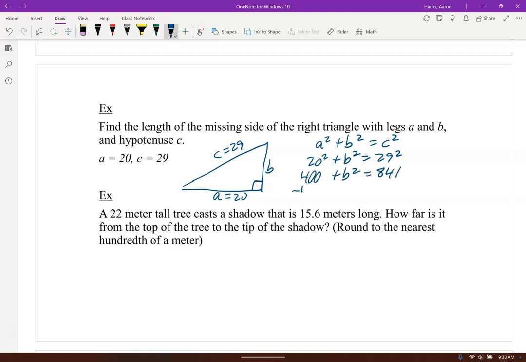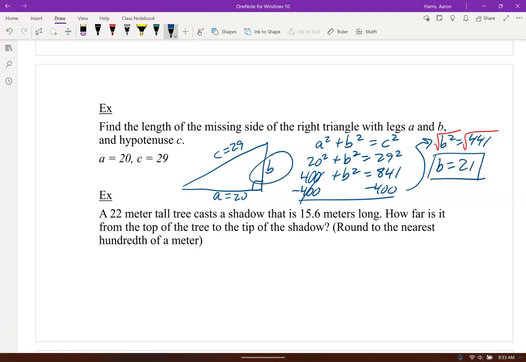And we solve for b squared, so let's subtract 400 on both sides. Now we've got b squared equals 441. Now I have to undo b squared, so I square root both sides. If I square root b squared, I get b. And then I take the square root of 441, and I get 21. So that missing side length b is a length of 21.